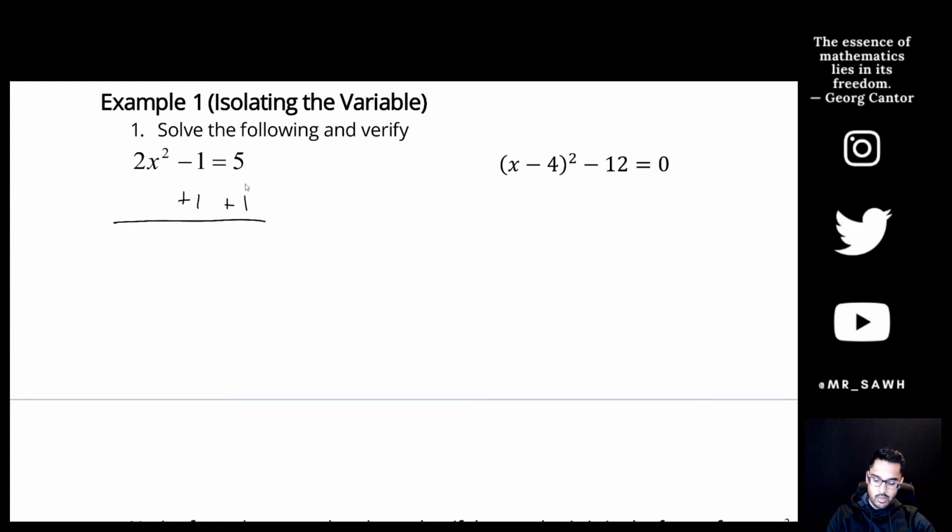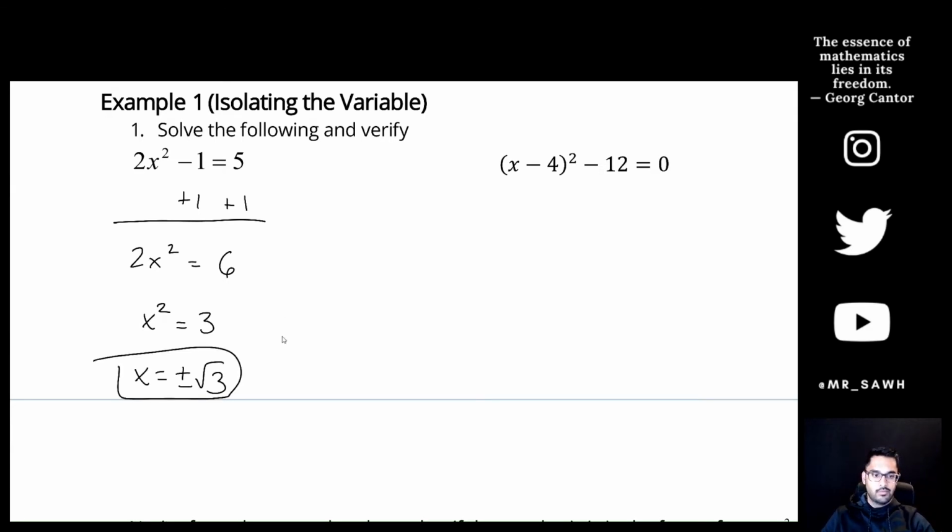So we'll add a 1 to both sides. So 2x squared is equal to 6. That means if I divide both sides by 2, x squared is equal to 3. And then if you square root both sides to finish this, you get positive or negative square root 3. So you do get two solutions here.